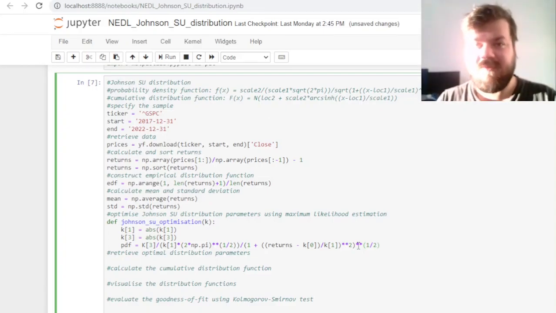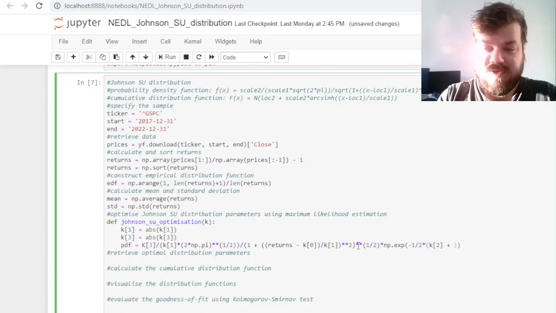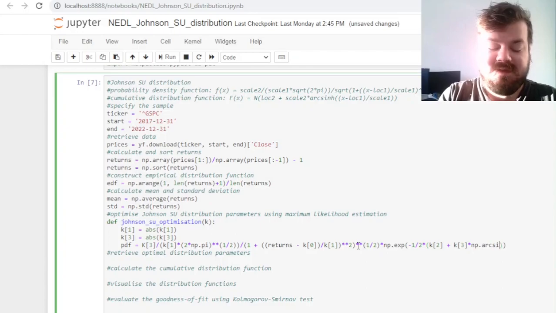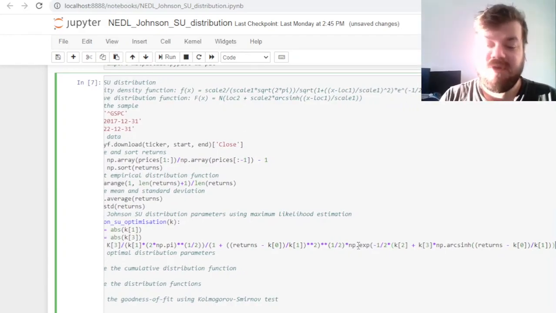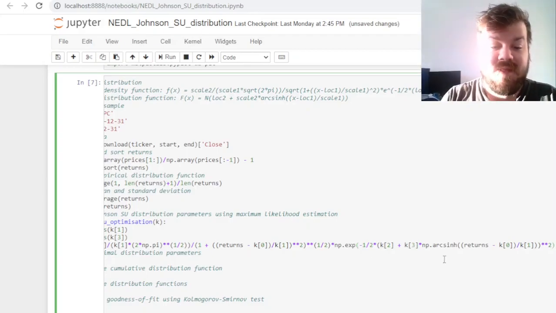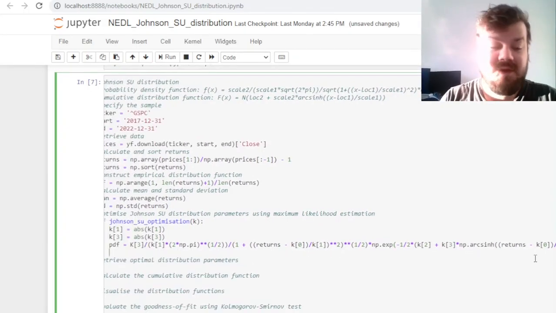That does the job, and we're only left with the exponent term. So we've got numpy exp, which is numpy exponent, of minus a half, times the expression involving the hyperbolic arcsine function. So we've got the location 2, which is k2, plus the scale 2, which is k3, times the numpy hyperbolic arcsine, so numpy arcsinh for hyperbolic, and then we input our scaled x again, which is returns minus k0 divided by k1, and this expression, before we multiply by minus a half, needs to be squared. And that does the job, and we can see that we have calculated our probability density function for some values of our parameters.